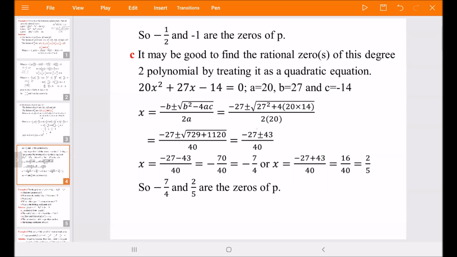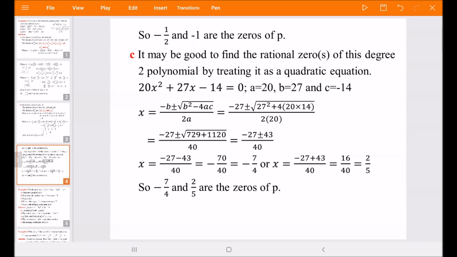So x is equal to minus 27 plus or minus 43 over 40. Now, there are two possible values of x. One is negative 27 minus 43 over 40, and the other is minus 27 plus 43 over 40. Negative 27 minus 43 is minus 70. So we have minus 70 over 40, in its simplest form, minus 7 over 4.